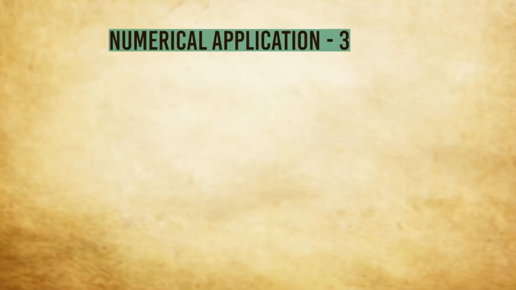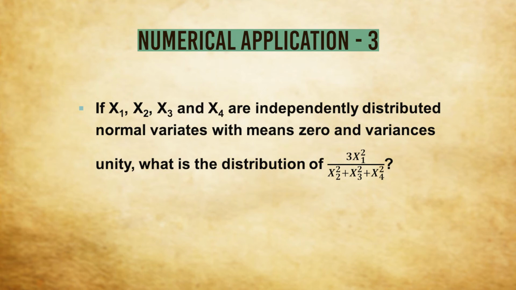Now we will come to our final example or final application. x1, x2, x3 and x4 are independently distributed normal variates with mean 0 and variance unity. That means they are standard normal variates. The question is, what is the distribution of 3x1 square divided by x2 square plus x3 square plus x4 square? Now see, here we don't have any square root. That means we nullify t distribution, we nullify chi-square distribution. But we have a ratio where in the numerator we have one squared quantity, and in the denominator also we have squared quantities. That means the only option is to go for F distribution.